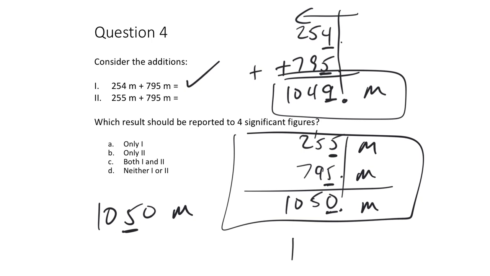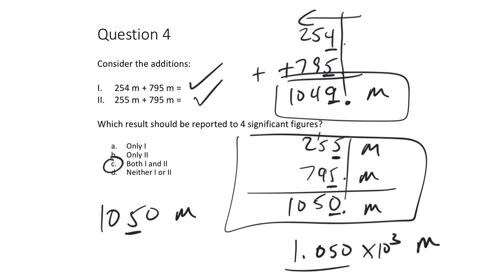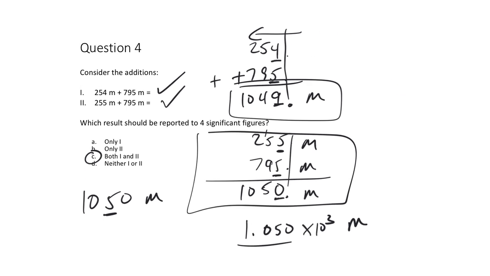If I wanted to report this result and be unambiguous here, I'd go 1.050 times 10 to the 3 meters. That's fundamentally a different number than 1.05 times 10 to the 3 or 1.0500 times 10 to the 3. Those are all the same basic number, but with a different precision associated with it. So this properly shows the result to 4 significant figures. So the second result also has 4 significant figures. So the answer to this question should be that both of these addition steps should be reported to 4 significant figures. Now let's come back to a why question, why this works.